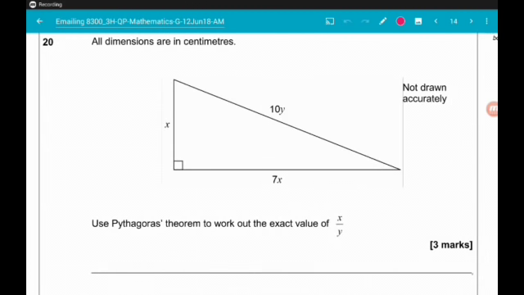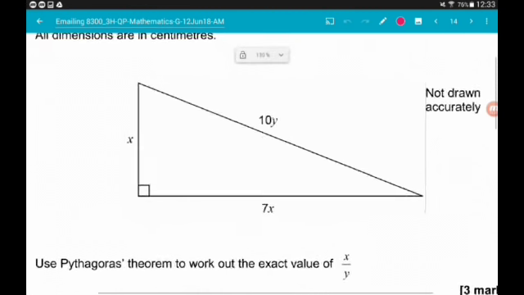Question 20. So this one has been a favourite with my minions, and I think everyone out there in general. So we've got this right angle triangle. All lengths are in centimetres. However, the lengths are x, 7x, and 10y. We want to use Pythagoras to work out the value of x over y. So this might seem a bit mental at first. However, the question does sort of tell us what to do.